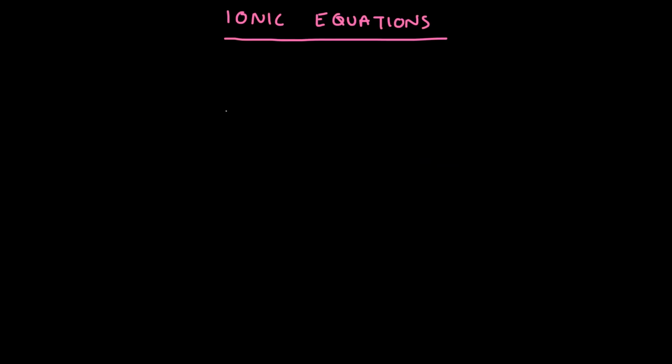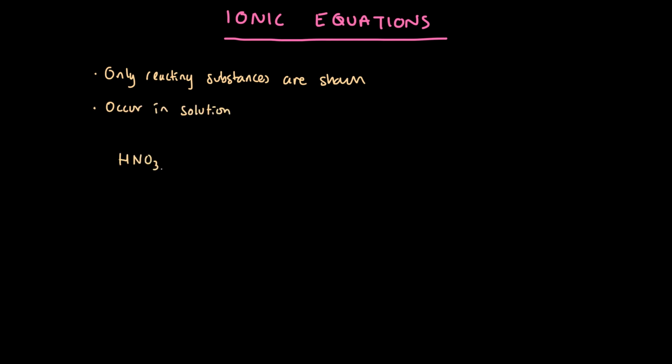Moving on to ionic equations. In ionic equations, only the reacting substances are shown. These reactions occur in solution. For example, nitric acid reacts with lithium hydroxide to produce lithium nitrate and water. Before proceeding to the ionic equation, ensure that the equation is balanced. This one is. Next, write down the ions formed.